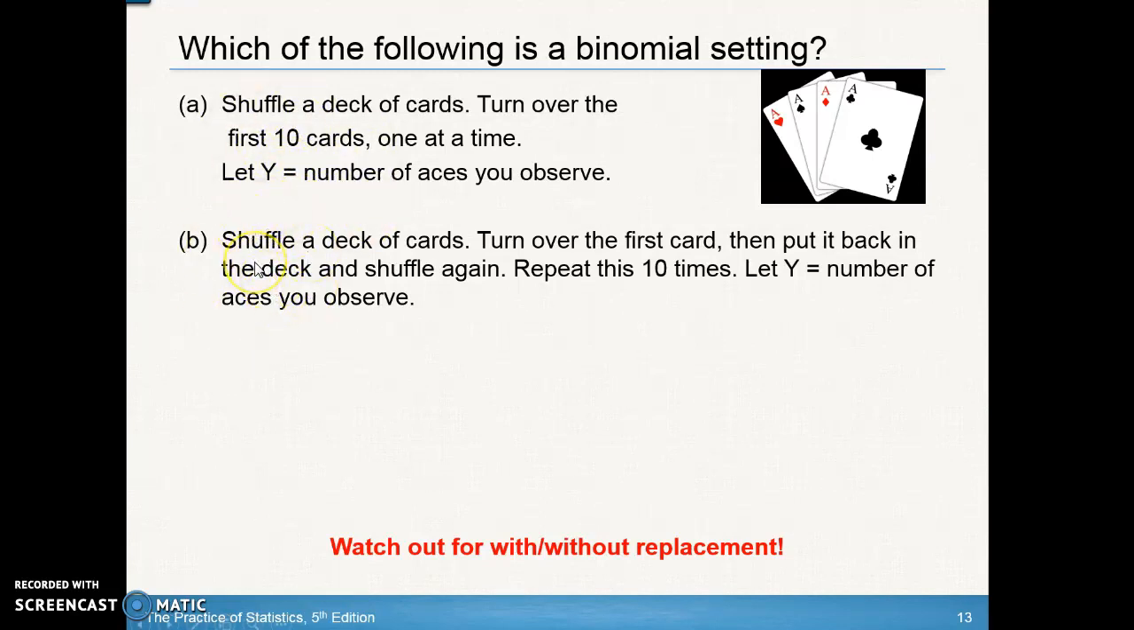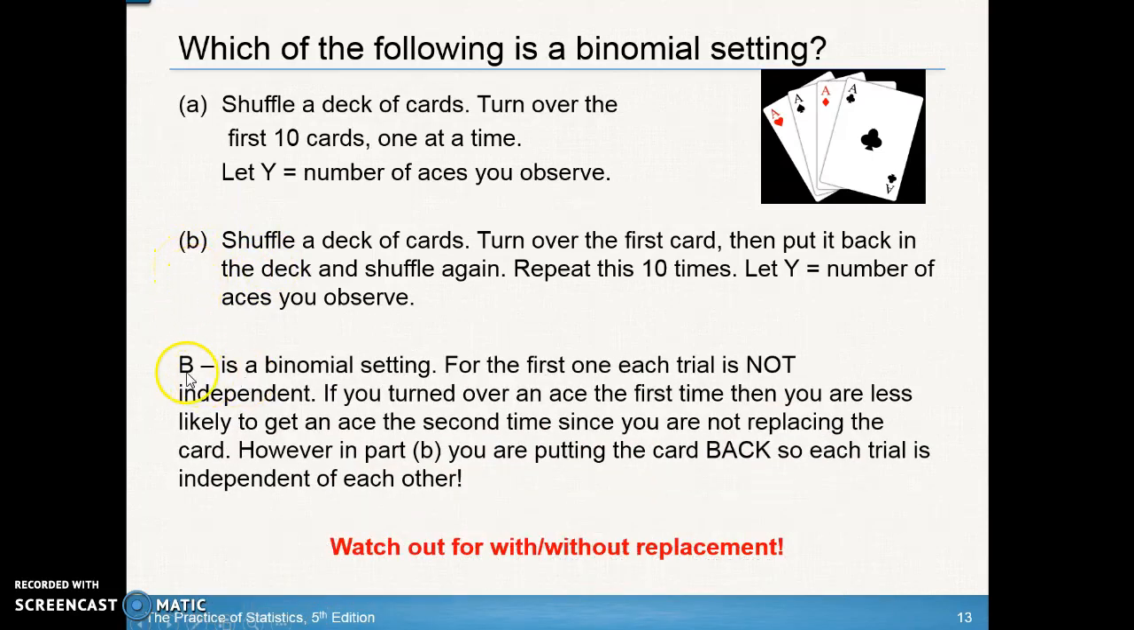Now the second one, notice that when you do this, you are putting the card back in the deck. So the probability of getting an ace each time is not changing at all, because even if I pull an ace out of a deck, I have 4 out of 52, I'm putting that card back into the deck, and that means I still have 52 cards to choose from. I've replaced it back into the deck, therefore the probability is not changing. So letter B was our binomial setting.